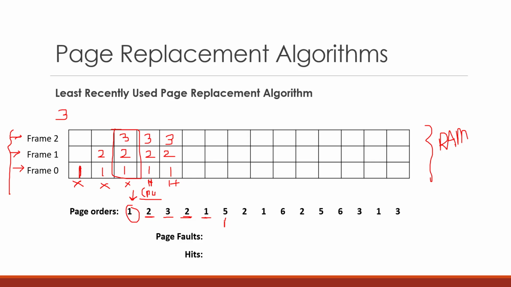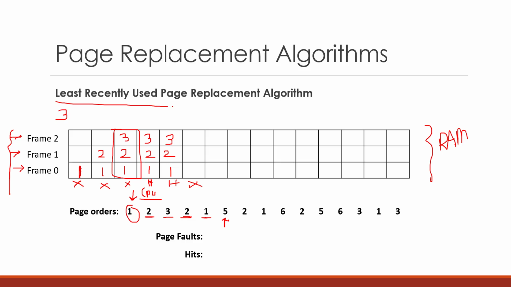Then we have page number 5. Page number 5 is not in the RAM, which means that it's a page fault. So it has to be brought from the hard drive and placed over here. All right, so page 5 is brought from the hard drive, but where should we place it? Where should we place this page?